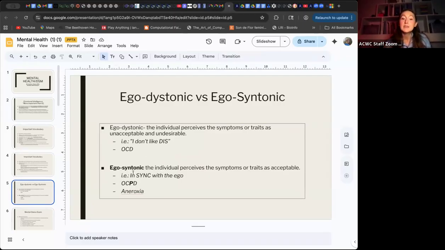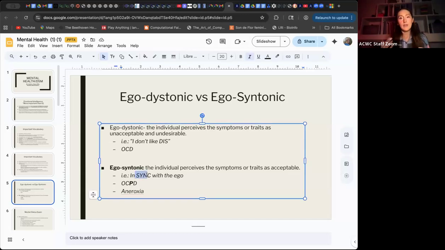And the difference is with ego syntonic, this one's in sync. It's in sync with how that person feels as a person, like their ego. And a lot of times that's one of the reasons they cannot really get help, because they don't see a problem. To them, there is no problem. To them, everything's fine. And the perfect opposite of the OCD would be OCPD, right?